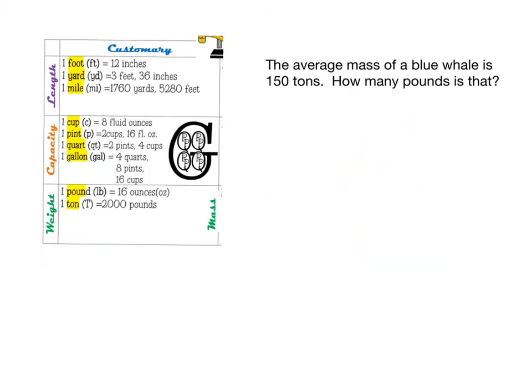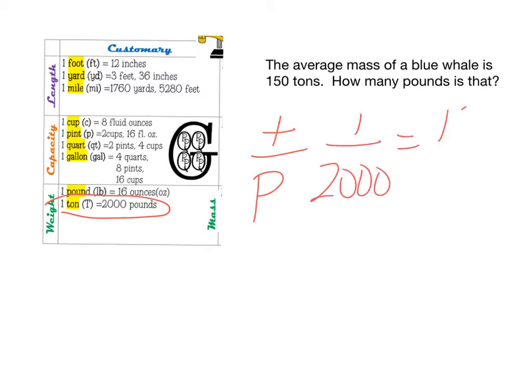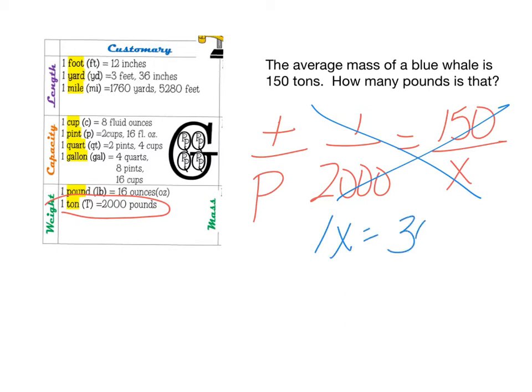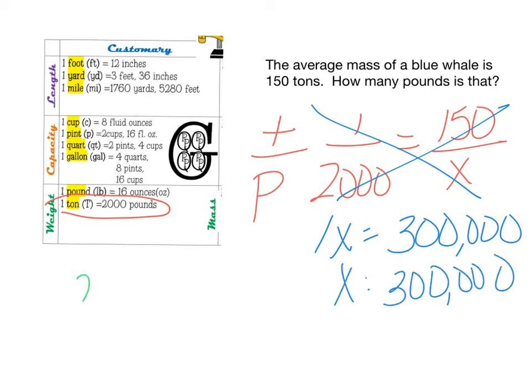One more. The average mass of a blue whale is 150 tons. How many pounds is that? Over here I see tons and pounds. So I have tons over pounds. I have 1 ton to 2,000 pounds. If a whale is 150 tons, how many pounds is that? Cross products. I have 1x equals 300,000. That means 300,000 pounds is going to be my answer. That's really large.